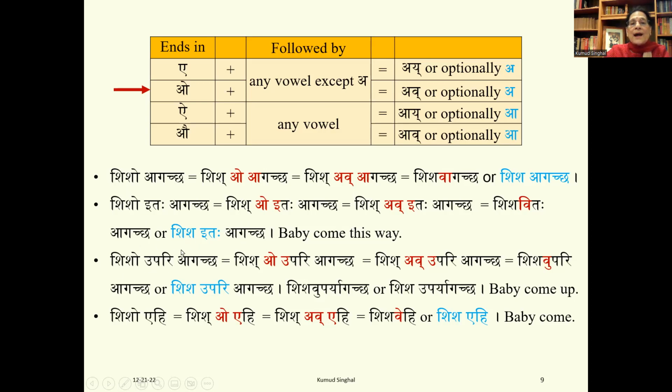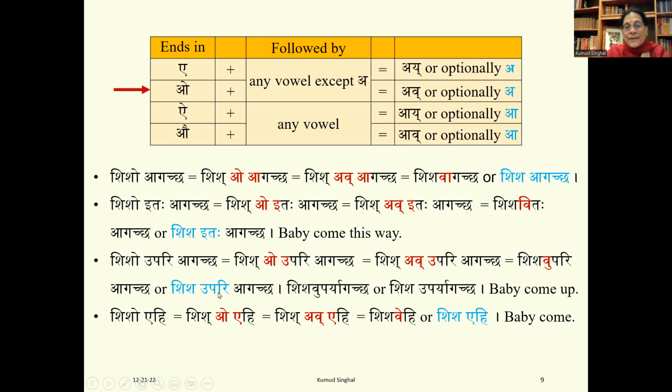Shisho upari agach. Oh baby, come up. So now here O is followed by U. So you will have the same thing, and V and U will combine and you will have Vu. Shisha vupari agach or shisha upari agach.